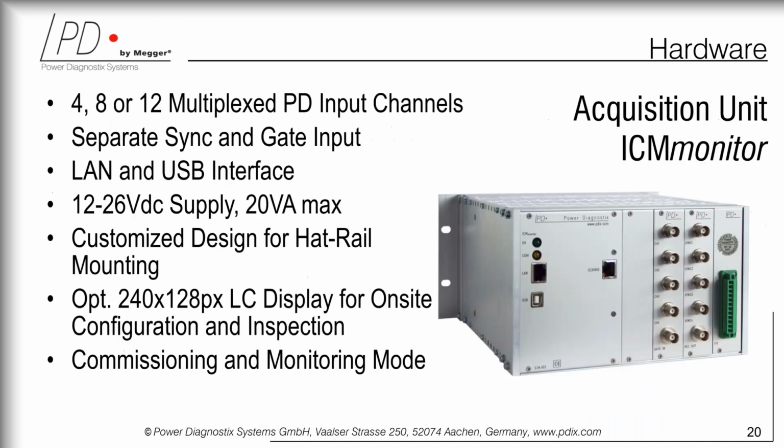And now we should speak a bit about the Acquisition ICM Monitor. There are 4, 8, or 12 multiplex channels. In this case, you see an 8-channel device, a 4-channel device with a C, but the device can grow. In this case, it's a half rack device, 19-inch rack device, but can be bigger and more channels can be added. It has a separate sync and gate output, and from the perspective of the device itself, it has the LAN, the USB, and of course separately it has the IEC 61850 port.